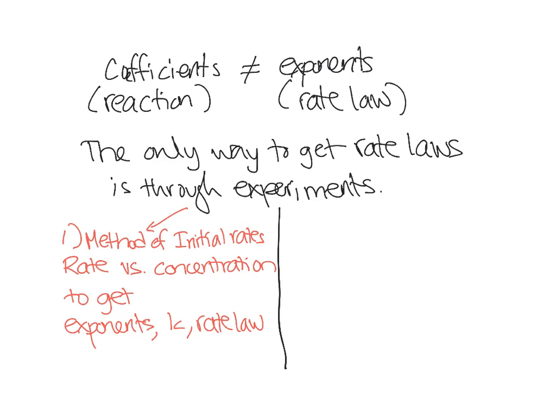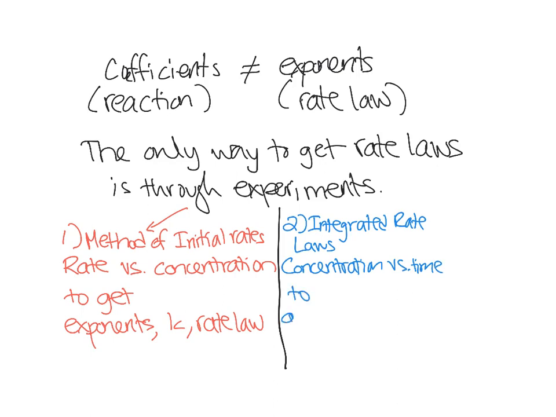The second option is called the method of integrated rate laws. What do we do? Well, we measure concentration versus time. What do we get? We get the exponents and the K and the rate law.